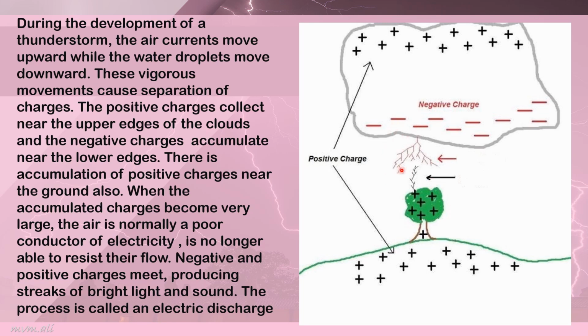When air has become a good conductor of electricity, then these positive charges and negative charges flow towards each other and meet. And during the meeting of these charges, that means during the electric discharge, it produces streaks of bright light and sound. Because during the electric discharge, some of the electrical energy is released in the form of light and sound. This is called electric discharge, and this is what we are seeing as the lightning process. Clear? Okay, so this is the scientific explanation we can give for lightning formation.